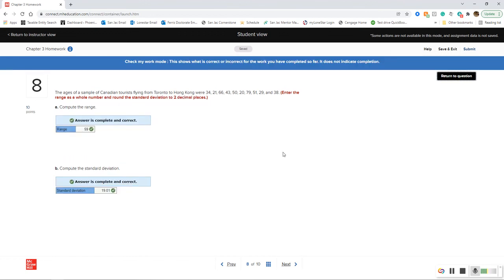Okay, so the biggest thing with this is making sure you know the difference between population and sample. Only for samples do we do the denominator as n minus 1. If it is population, it's just the items, how many we have. So be careful of that.